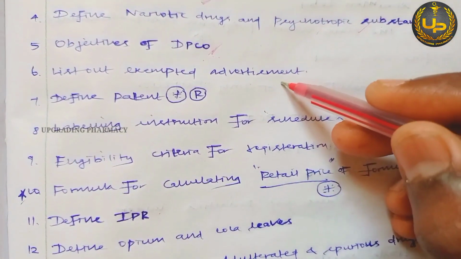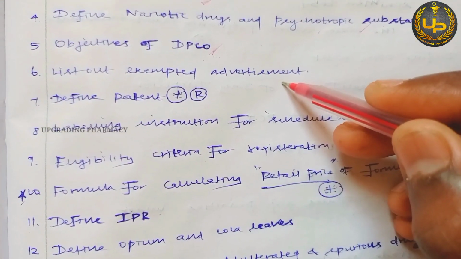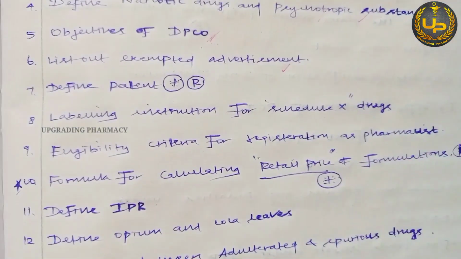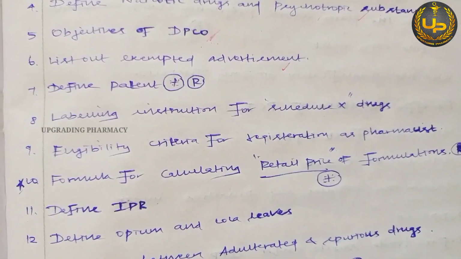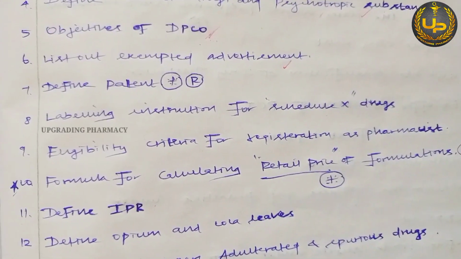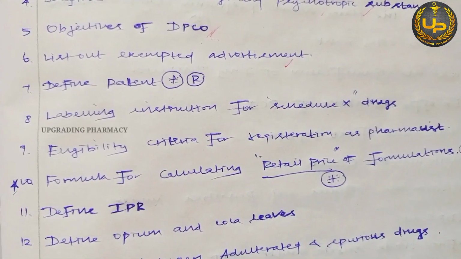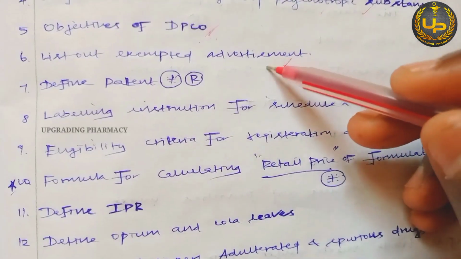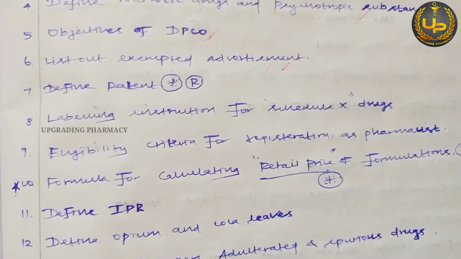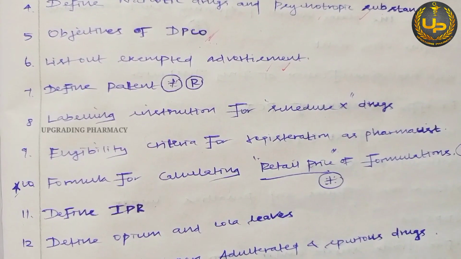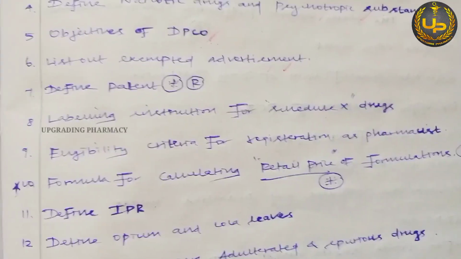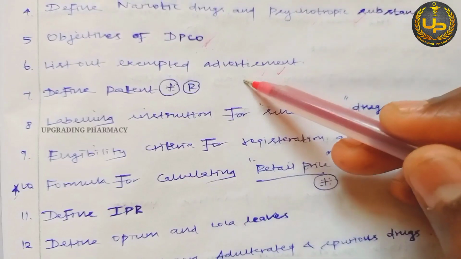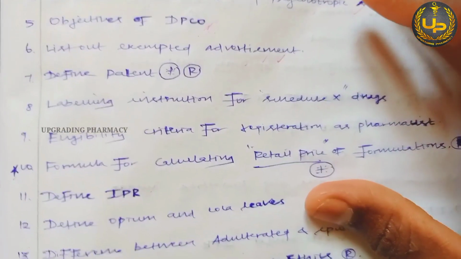Next, the sixth question: list out exempted advertisements. This comes under the Drugs and Magic Remedies Act. In that act, there are prohibited advertisements and exempted advertisements. Exempted advertisements means which advertisements can be permitted to be advertised. This is one of the 2 mark questions.